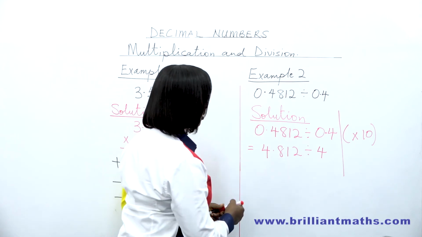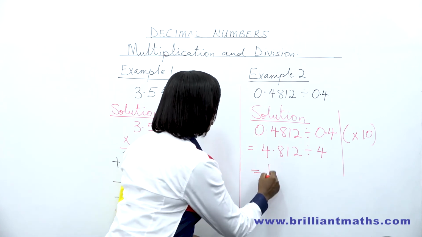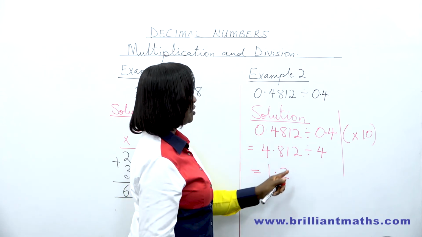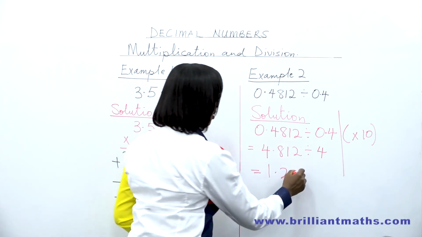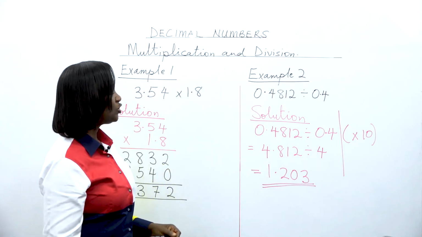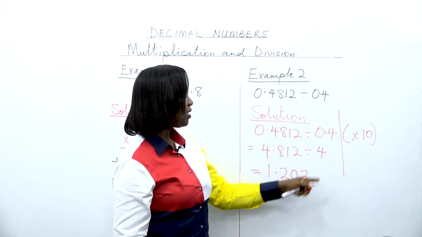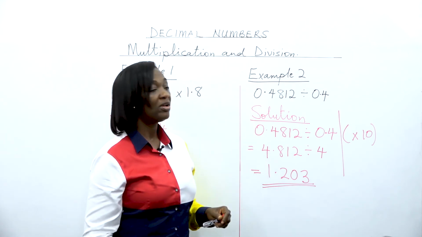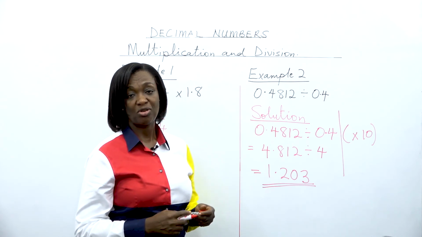So the answer is equal to 4 divided by 4 is 1 point. 8 divided by 4 is 2. 1 divided by 4 is 0. And 12 divided by 4 is 3. So my answer is 1.203. If you multiply 1.203 by 0.4, you should get 0.4812. Try it out, and you would see that it's correct.